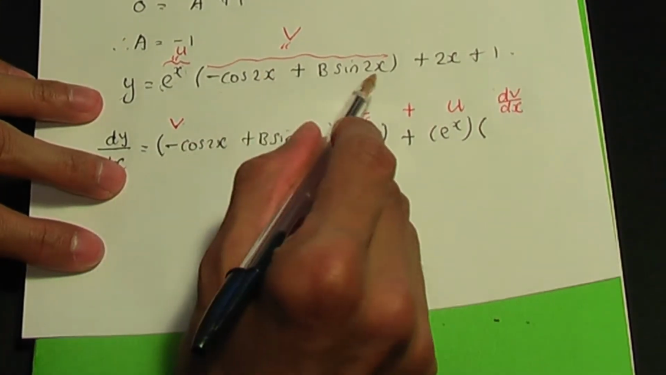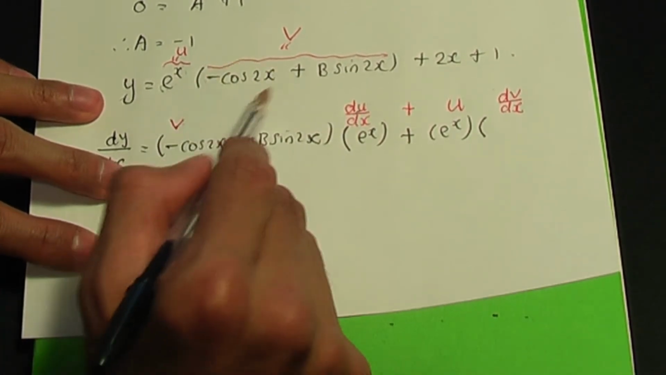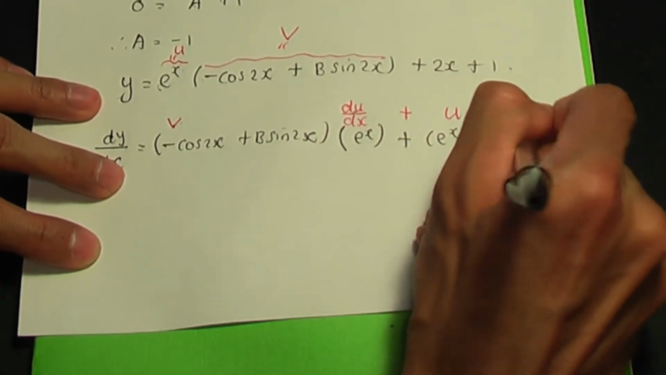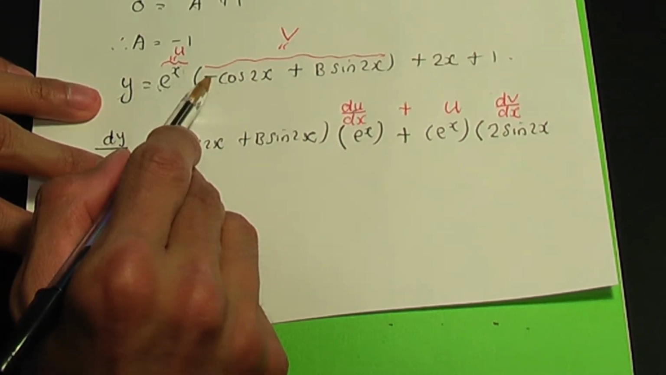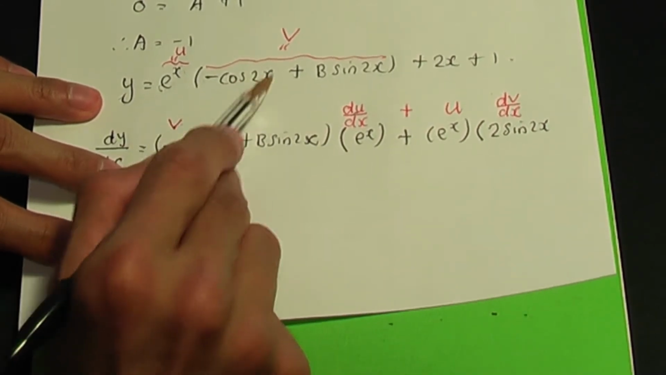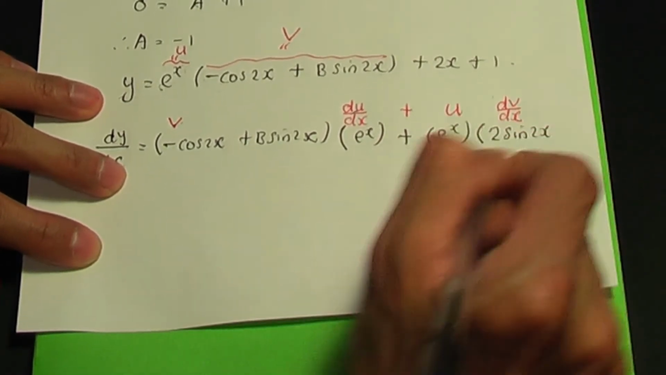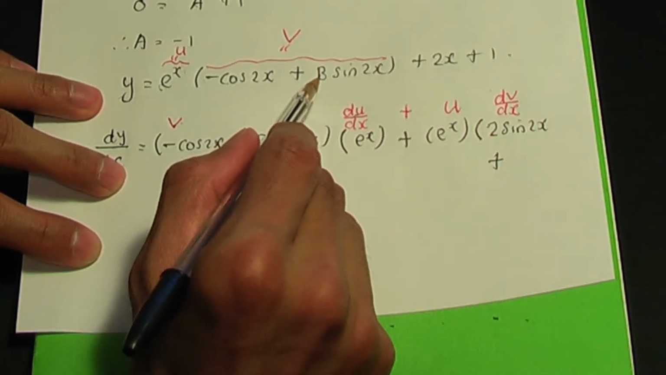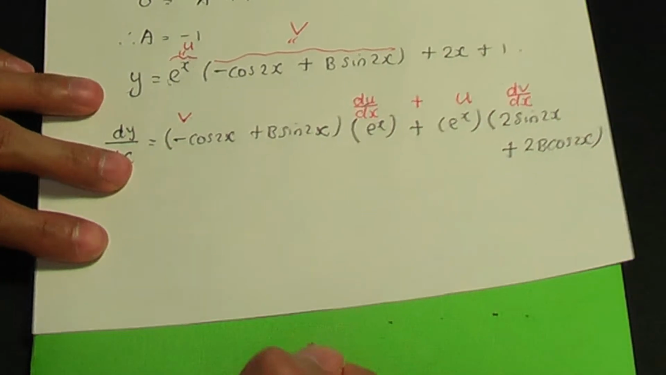So let's differentiate this bracketed term carefully. When I differentiate minus cos 2x, we're going to have 2 sine 2x. When you differentiate cos, it's minus sine, so the two minuses cancel each other out, giving you a plus sign. But remember, you need to multiply by 2, so you're going to have 2 sine 2x. Plus, remember when you differentiate sine, it's cos, so we're going to have 2b cos 2x.